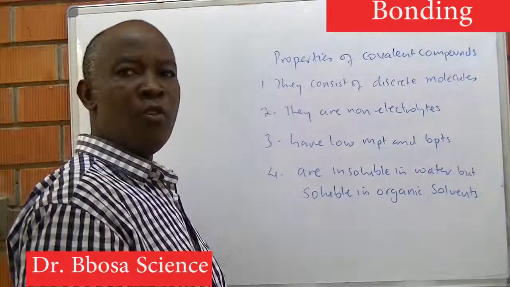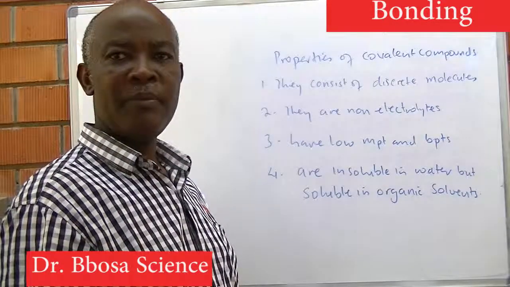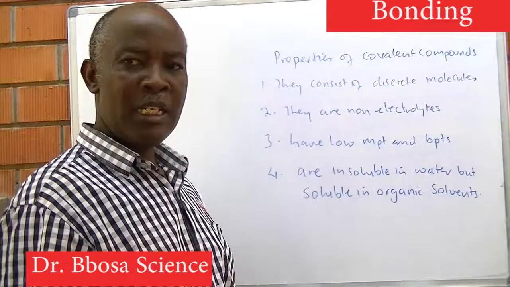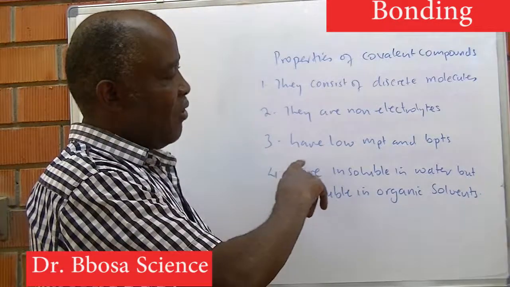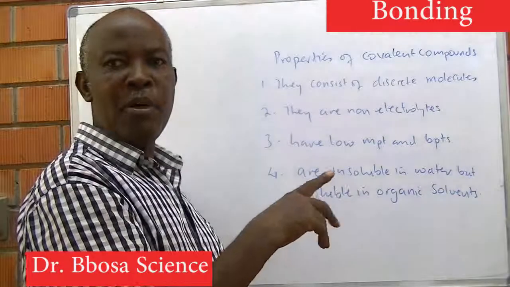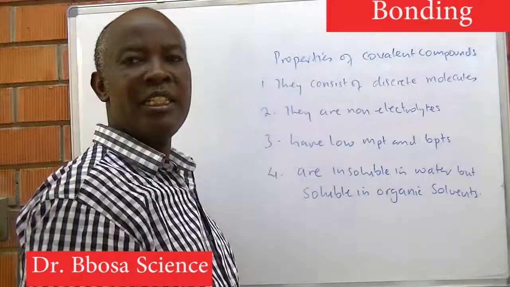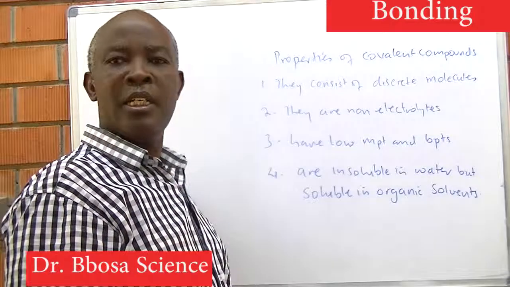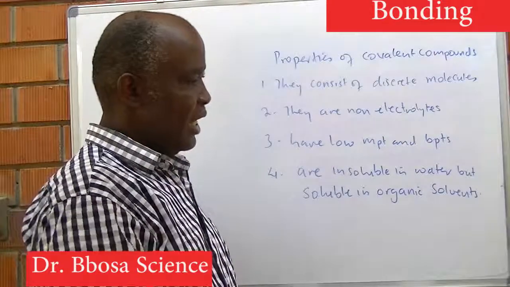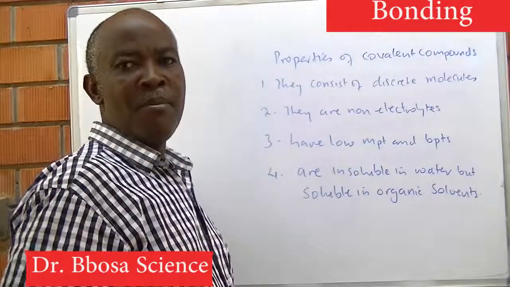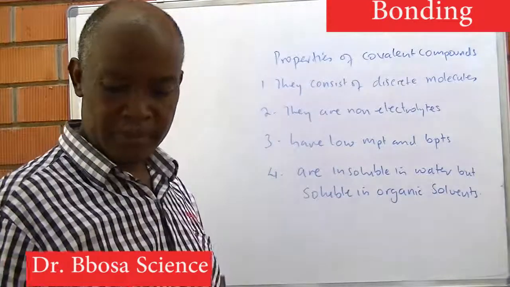Properties of covalent compounds. They consist of discrete molecules. The molecules are bound together by weak forces. That's why they have low melting and boiling points. They are non-electrolytes. They neither conduct electricity in a molten or solution form. They are insoluble in water but soluble in organic solvents.